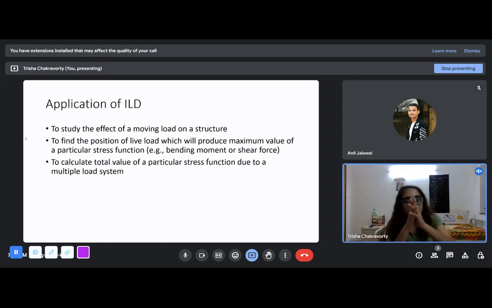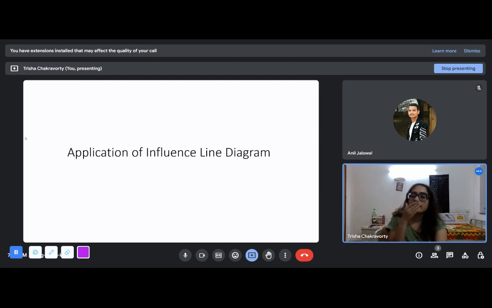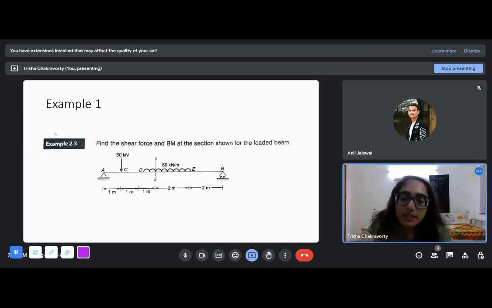Using the principle of linear superposition, we can find out the total response using the ILD once we just have the ILD. This is how the influence line diagram is applied. For example, you are given this. Find the shear force and bending moment at the section shown for this loaded beam at this section. Now, of course, there you do not have to use an ILD for this. You can just find out the reactions.